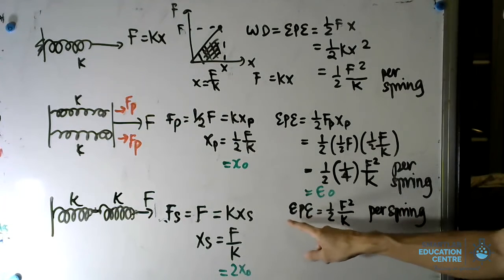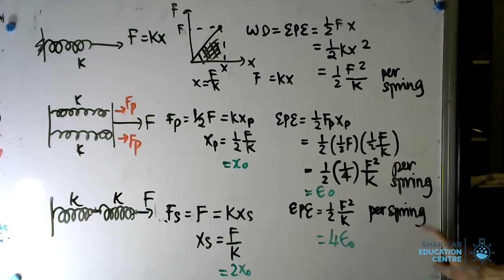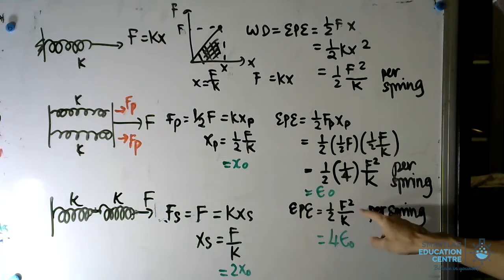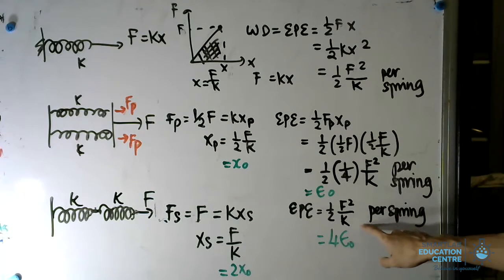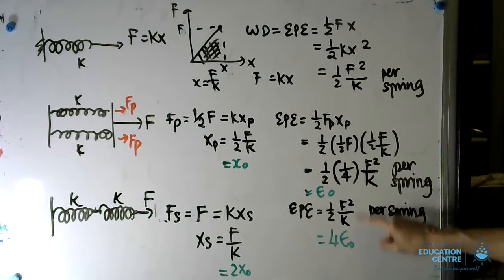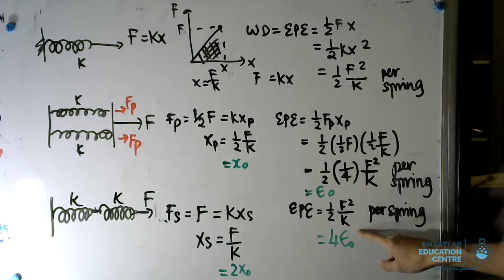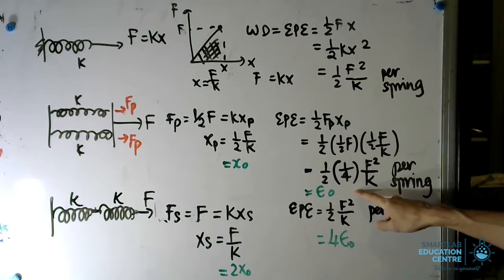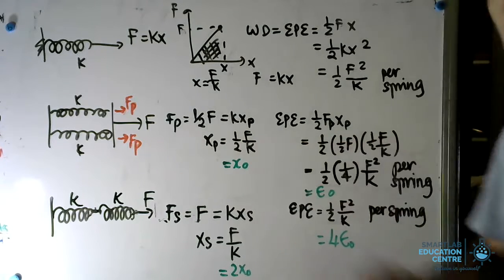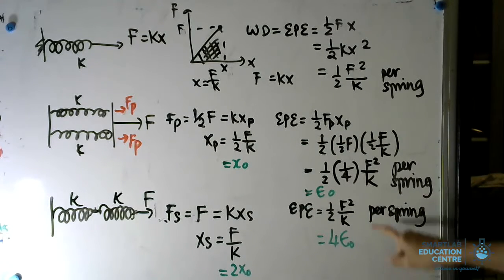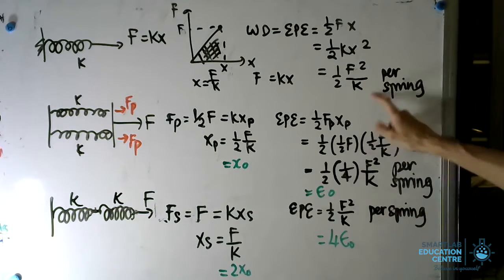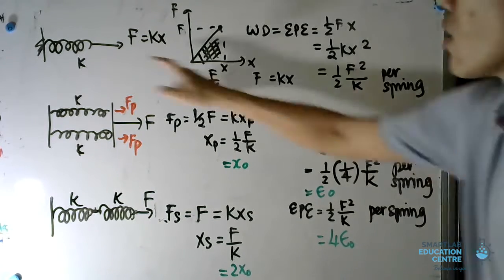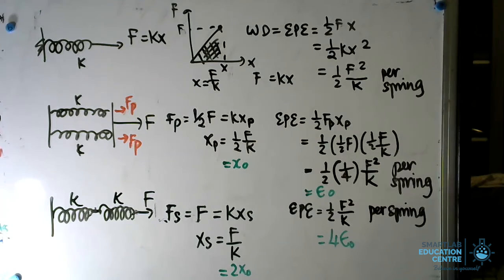Let's now take a look at the elastic potential energy stored per spring. In this case, it will be half F squared divided by K. You will see that in terms of the energy stored per spring, it is 4 times more than the energy stored per spring when the springs are connected in parallel, and the energy stored in the spring is the same as the energy stored if the force is applied to a single spring.